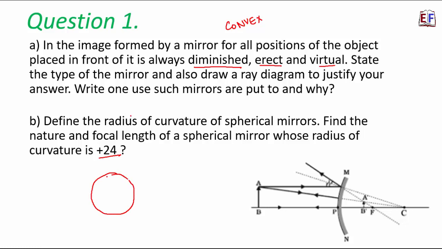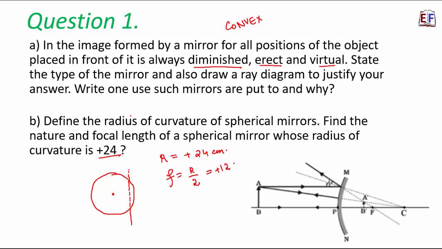which is a sphere. So if I cut the ball from somewhere here, so we are left with a piece of the ball, and that piece is what the spherical mirror looks like. So radius of curvature is basically the radius of this sphere of which the mirror is a part. Now, if we are given that the radius of curvature is plus 24 centimeter, now we know that focal length is always half of the radius of curvature.